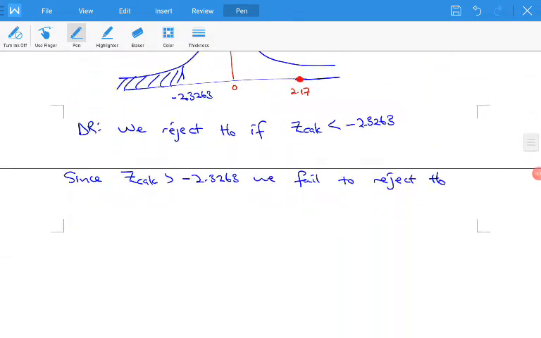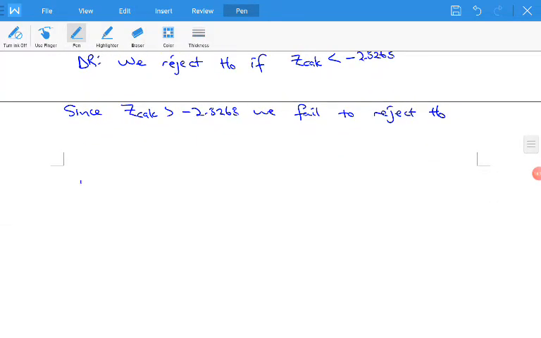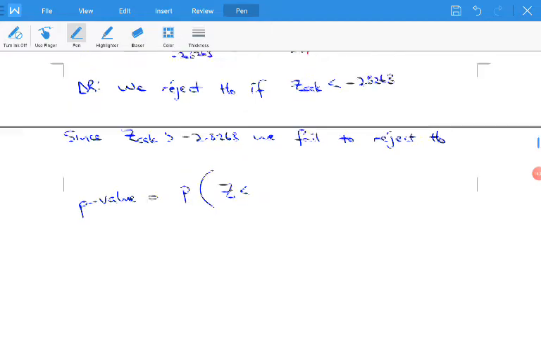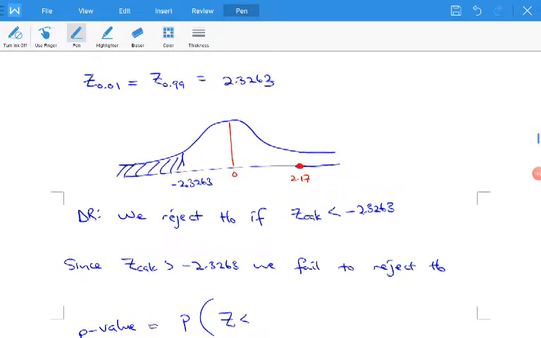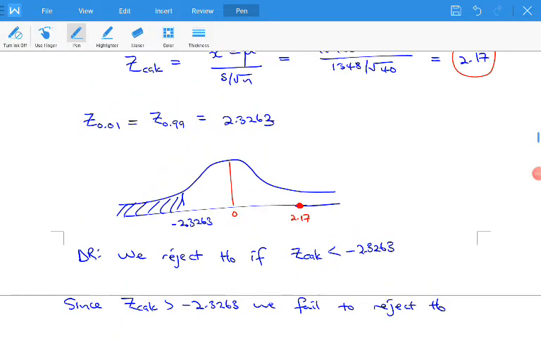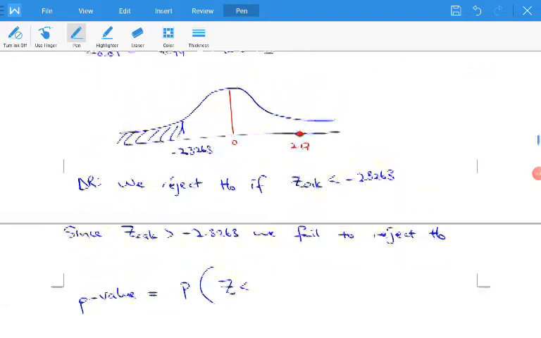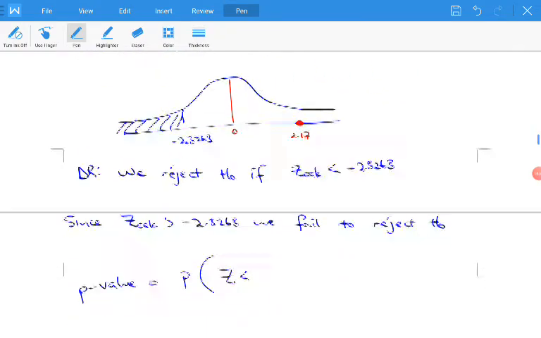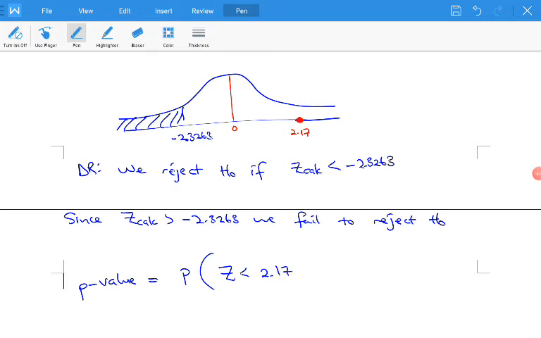And let's suppose we want to find the p-value for this question. So p-value is equals to the probability that Z is less than our test statistic, which is 2.17. So this will give us 0.982.